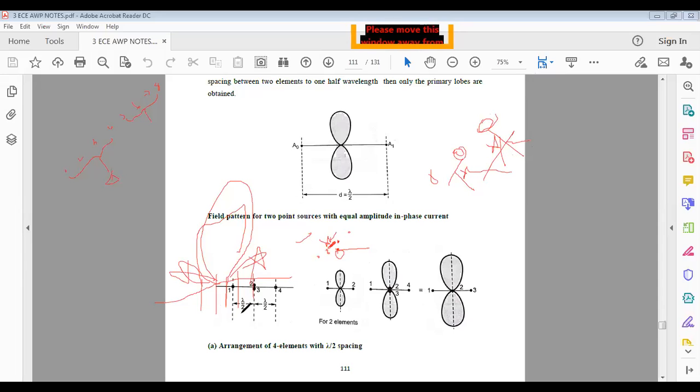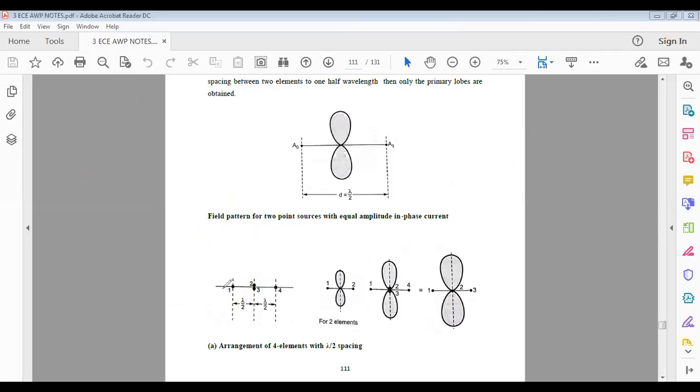See here, the same is performed here. This is point source 1, point sources 2 and 3, and point source 4. Distance between 1 and 2 is lambda by 2. Spacing between 3 and 4 is also lambda by 2. What is the radiation pattern of the combination of 1 and 2? It is like this. Again 3 and 4 is also the same, 0 to 180 degrees.